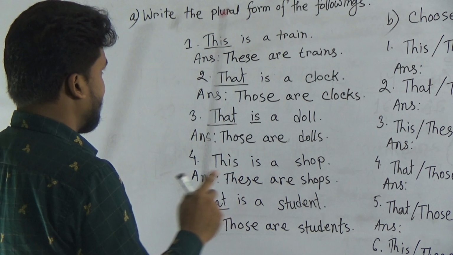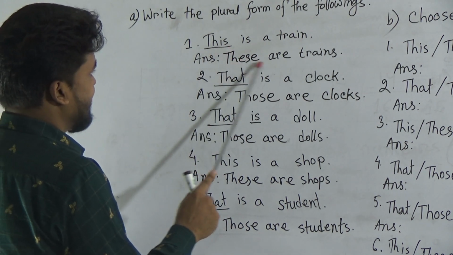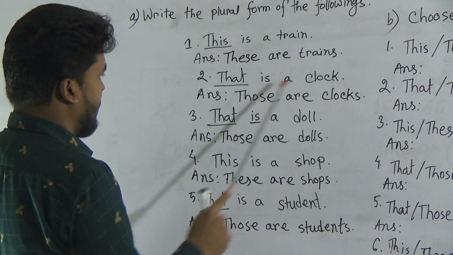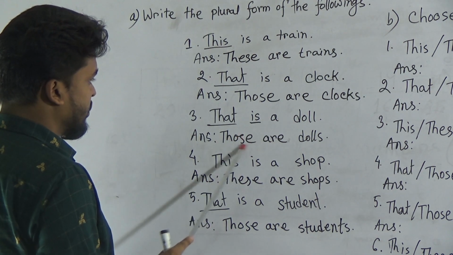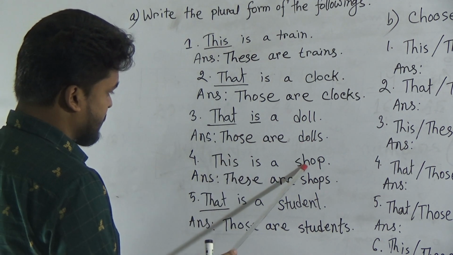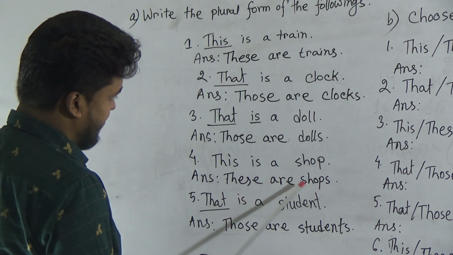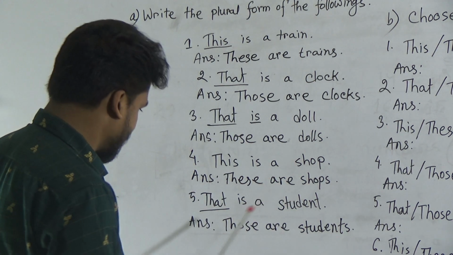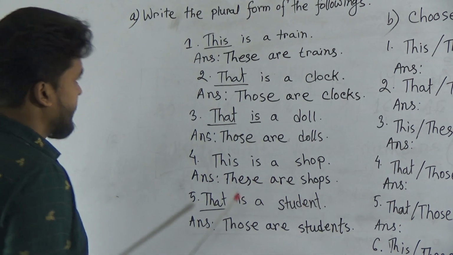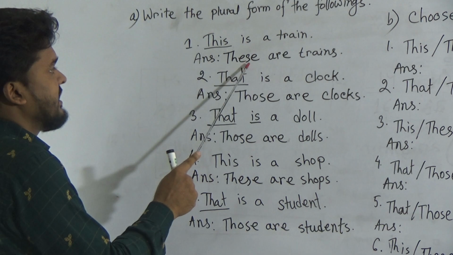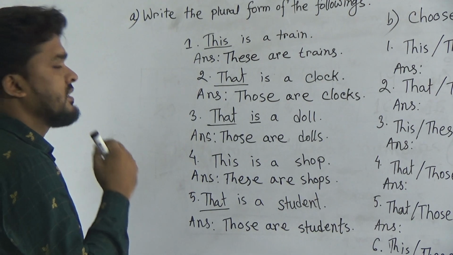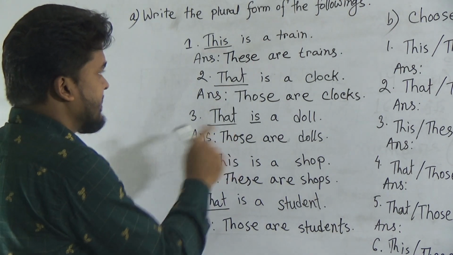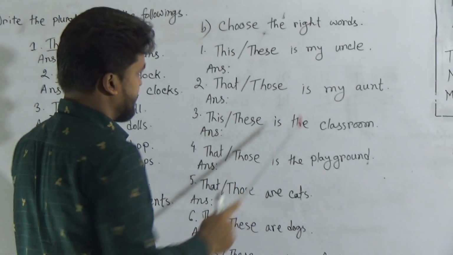This is a train. Plural will be these are trains. That is a clock. Those are clocks. That is a doll. Those are dolls. This is a shop. These are shops. That is a student. Those are students. This is singular, these is plural, and the pronunciation is a little bit different. This and here these.